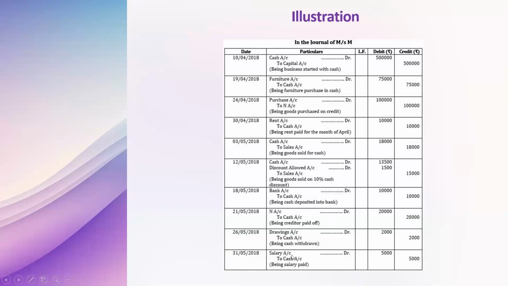And then finally, salary account. Salary and all like expenses come under expenses in real accounts.